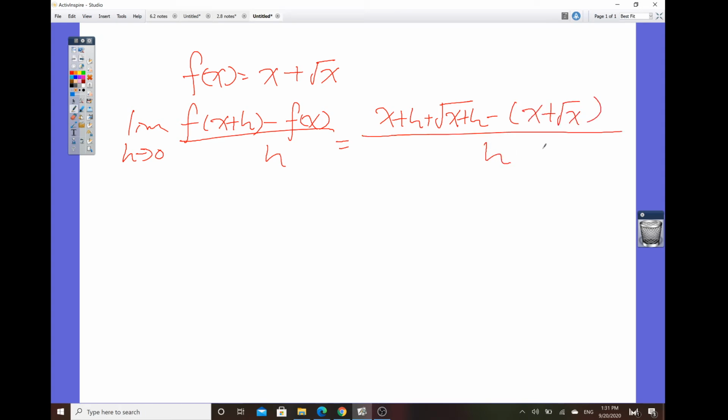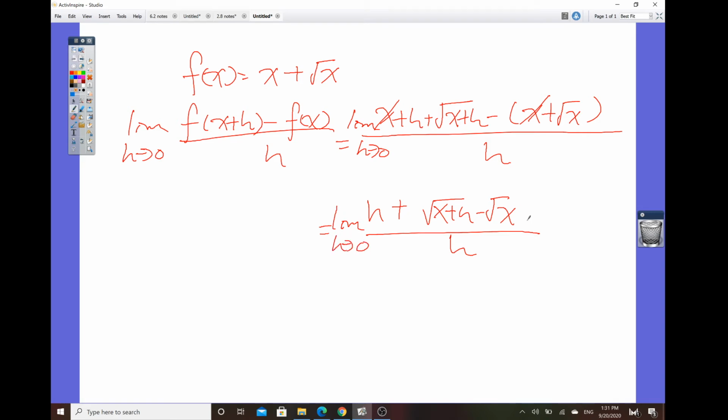If you try to use this form, you'll see that something is going to get cancelled here. So x minus x will be cancelled. And now what's left here? We have h plus root x plus h minus root x. Once you see the structure like this, we know that's a radical, so that means we can rationalize it. Let's regroup them first. So we have h plus root x plus h.